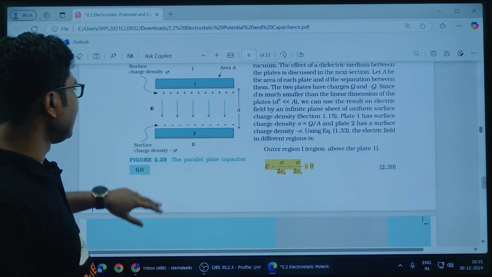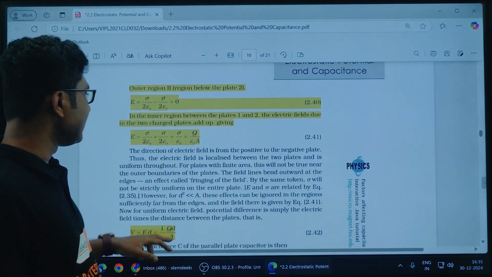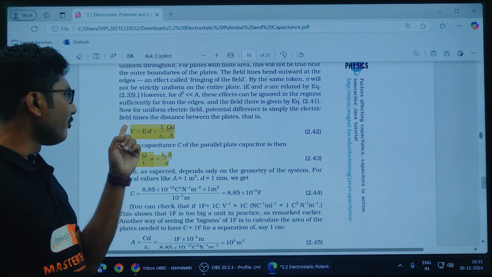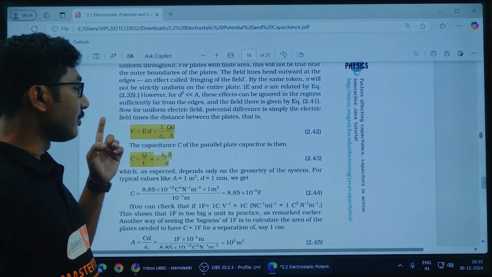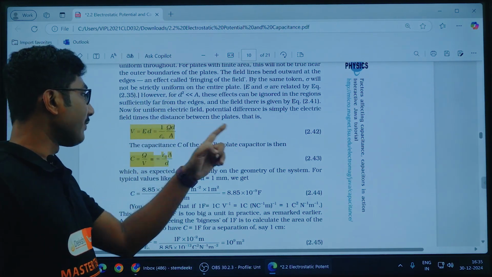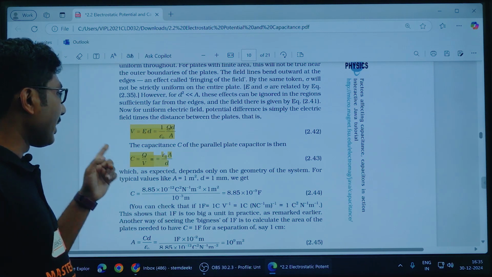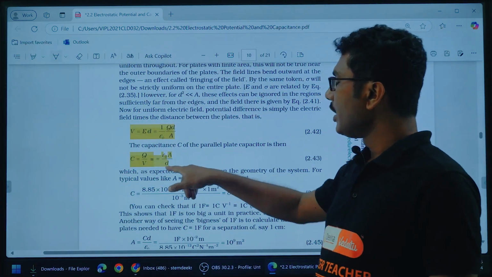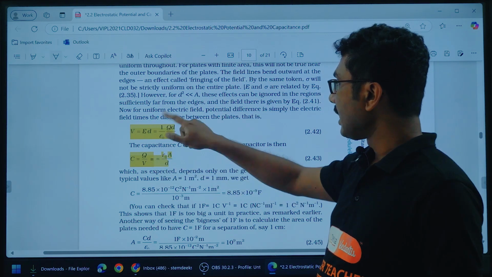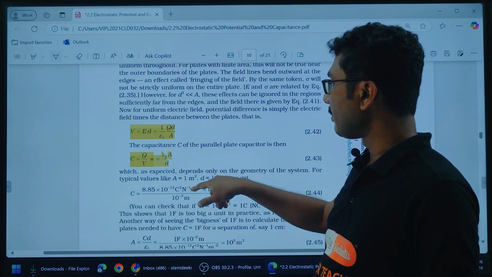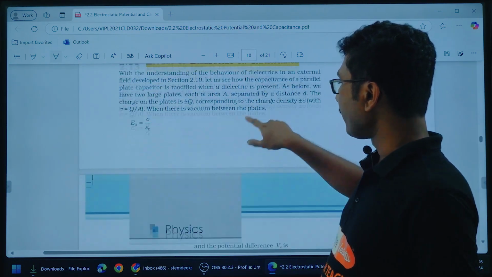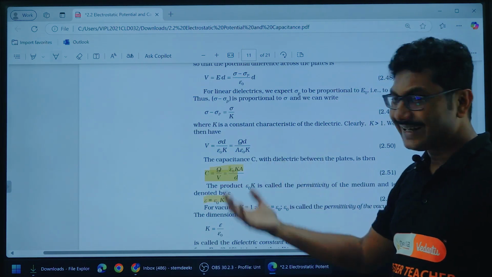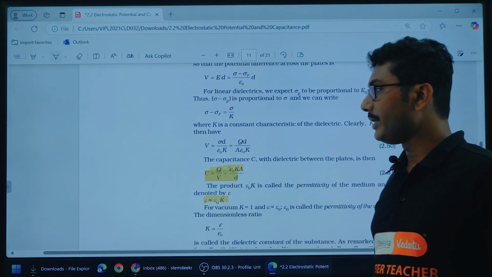So, the inner region is whatever is in the inner region, then after that you have to come here and explain that voltage V is equal to E into d, and from there you put the value of E that you have calculated. From there again you have to define that capacitance is defined by Q by V. So, you put the value of V here, calculate it, and you will get epsilon naught A by d. And the effect of a dielectric is that the capacitance increases as you add a dielectric medium between the plates.